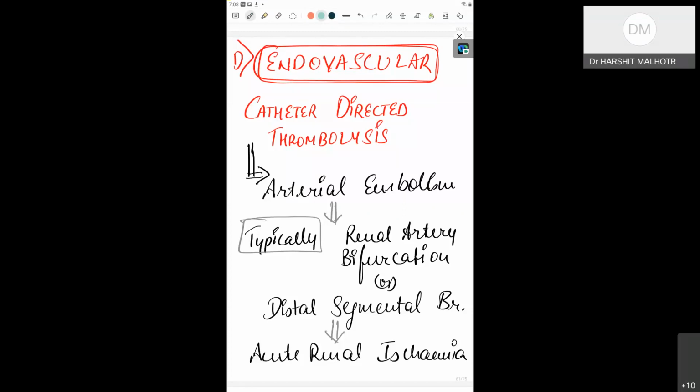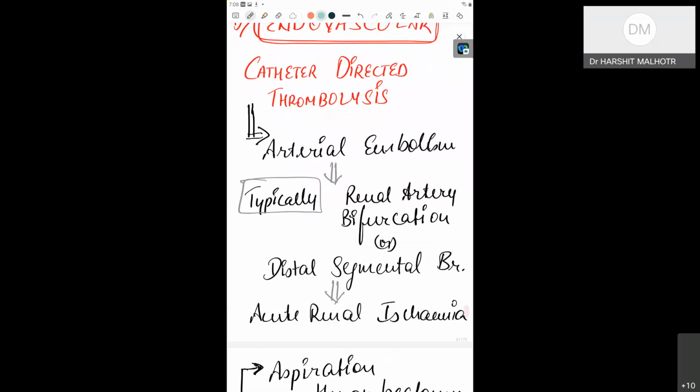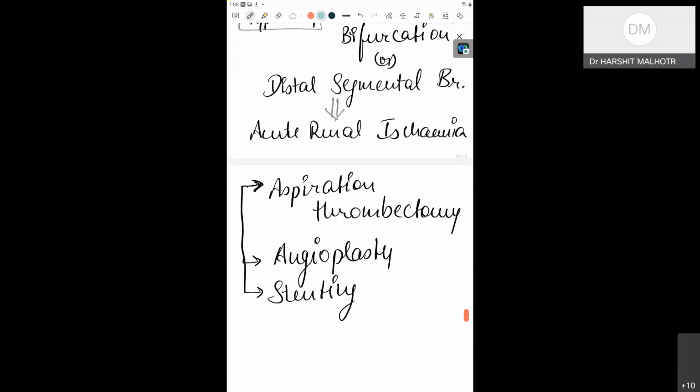when there was renal artery bifurcation involvement or a distal segmental branch causing acute renal ischemia. What we do is aspiration thrombectomy, angioplasty or stenting. Angioplasty and stenting are done when there is renal artery stenosis, a diseased artery which is proximally placed. Distal to that there is an aneurysm, or distal to that there is stasis, and that becomes the cause of thrombus, and hence emboli.